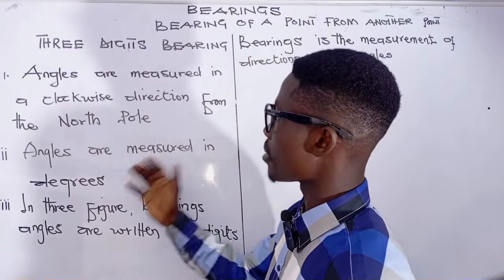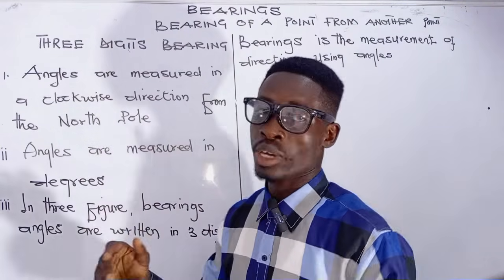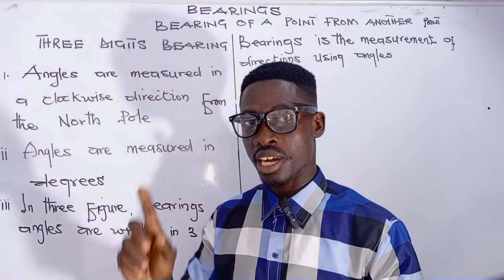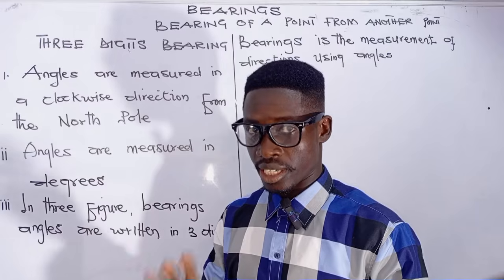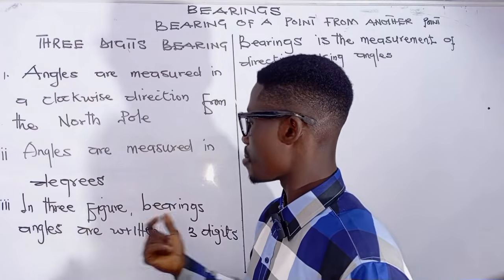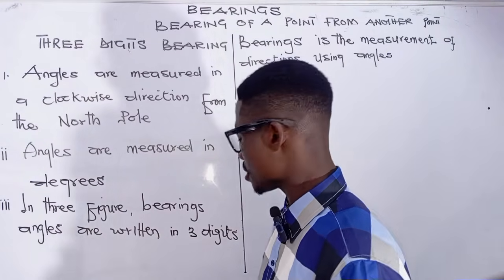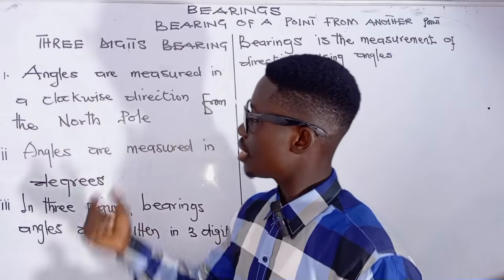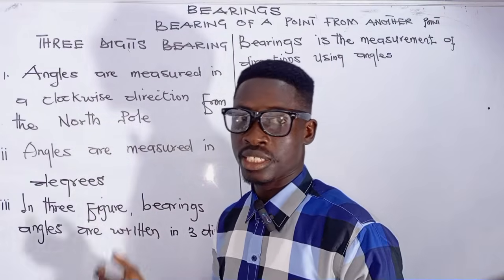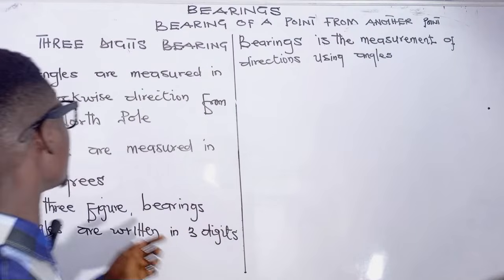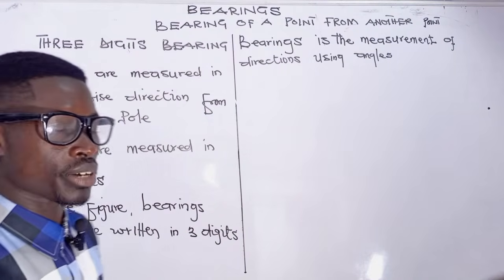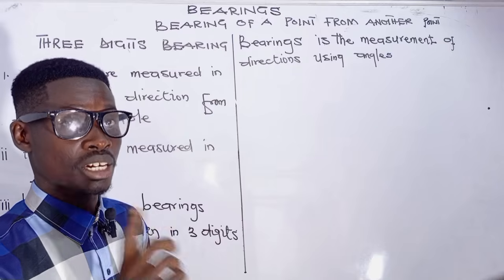Now, in three-digit bearing, angles are measured in a clockwise direction from the geographical north, and the angles are measured in degrees. Also, in three-figure bearing, angles are written in three digits. Let's look at the explanation to these important things under the three-figure bearing. So we are saying that angles are measured in a clockwise direction from the geographical north.